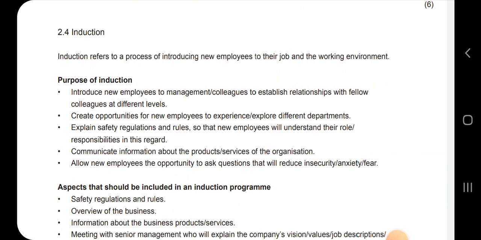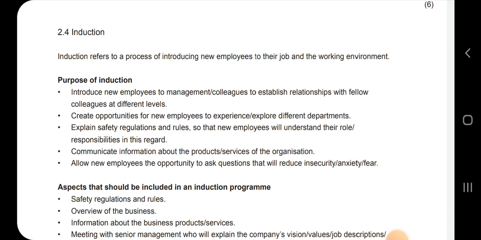Induction refers to a process of introducing new employees to their job and their working environment. So introduce new employees to management, colleagues, to establish relationships with fellow colleagues at different levels. So the purpose of induction is to create opportunities for new employees to explore different departments, explain safety regulations and rules so that the new employee will understand their role.